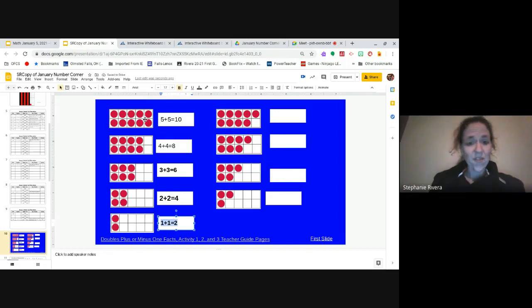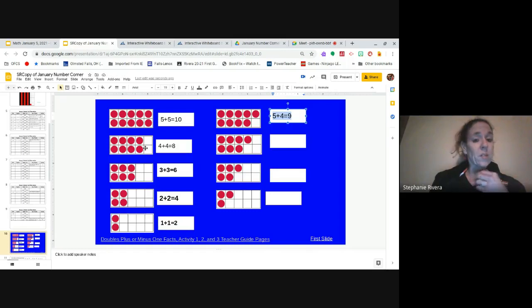So if I know that 5 plus 5 equals 10, what would 5 plus 4 equal? I heard you shout it out, 9, right? I just have one less there in my tens frame, excuse me. So I know 5 plus 4 equals 9.